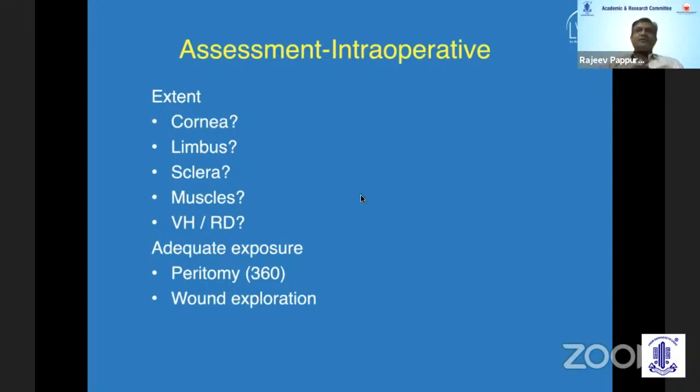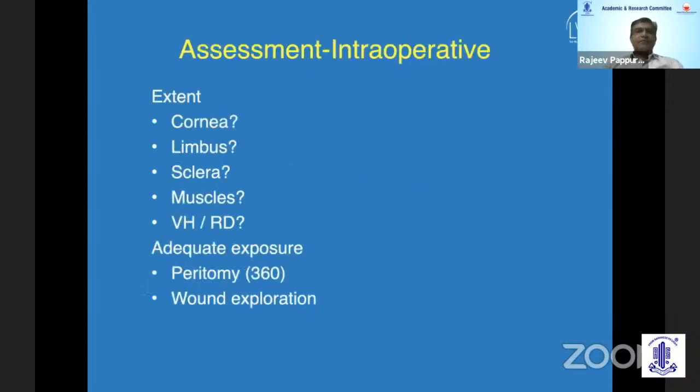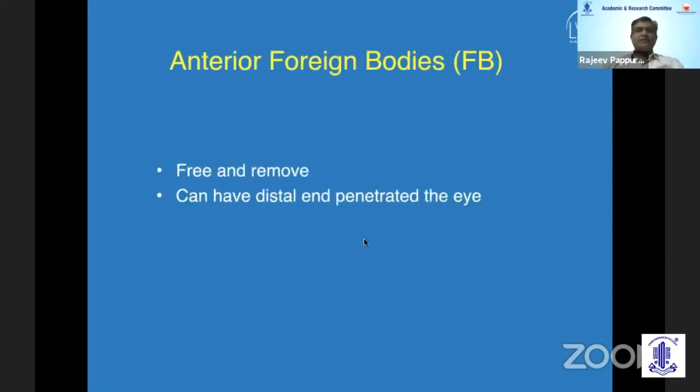How far the damage has happened. So what is the extent of the scleral tear? Are the muscles involved? Is there a vitreous hemorrhage and retinal detachment? Always try to expose that area clearly before you go in for a scleral tear repair, and do a peritomy if required for around 360 degrees, and wound exploration is required.